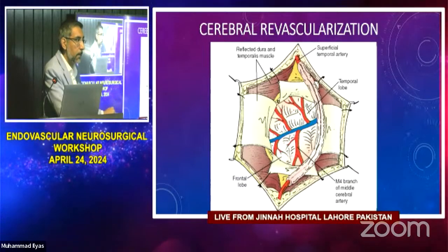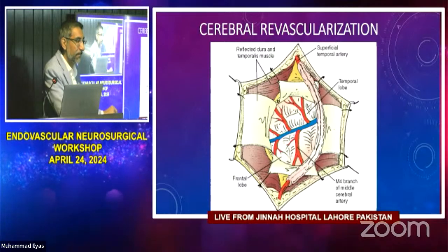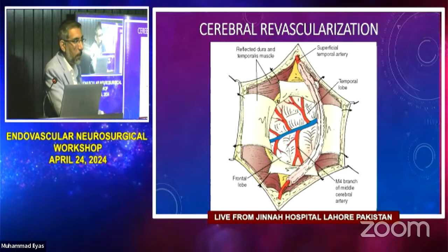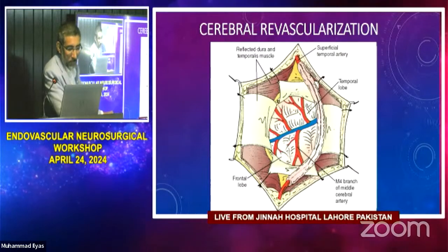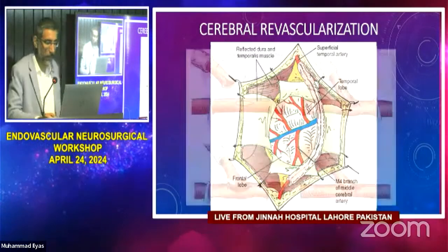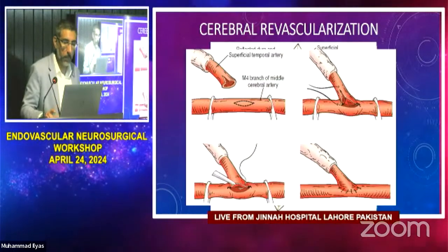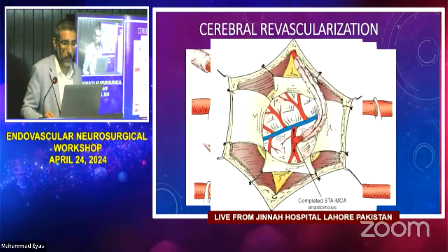And we started this learning on rats. Yes, exactly. So it's a graded learning pattern, and then once you find the MCA branch, you basically just revascularize it.